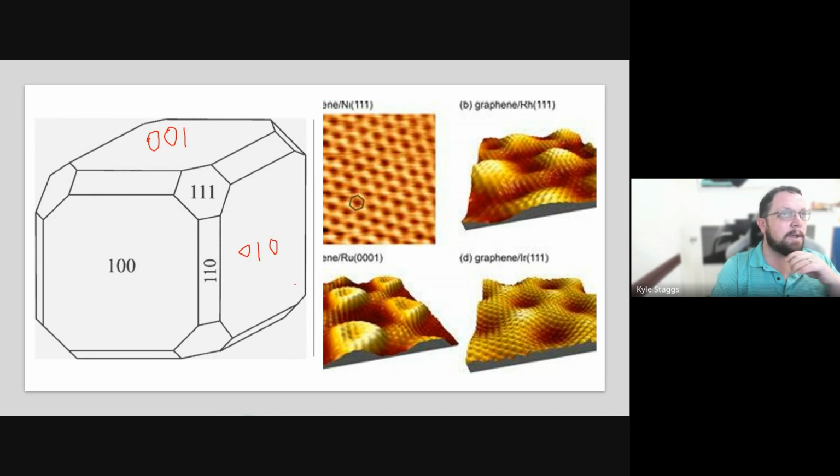And that's why the families of planes are similar. This one along the side would be going the opposite direction of this one. So instead of a 110, it would be a 1, -1, 0. So 1, 1 bar, 0 would be this back plane, for instance.